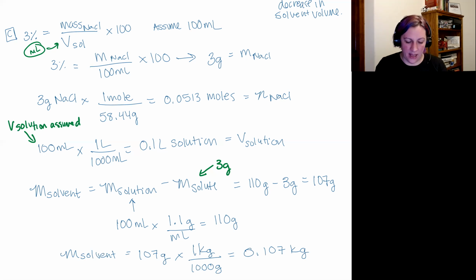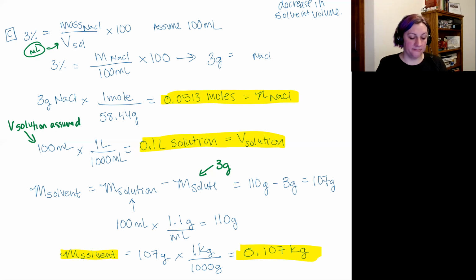I have my mass of sodium chloride. Actually, I don't need that, sorry. Now I have all the puzzle pieces that I need to calculate molarity and molality. I have the number of moles of my solute. Great. I have the volume of my solution in units of liters. And I have the mass of my solvent in units of kilograms.